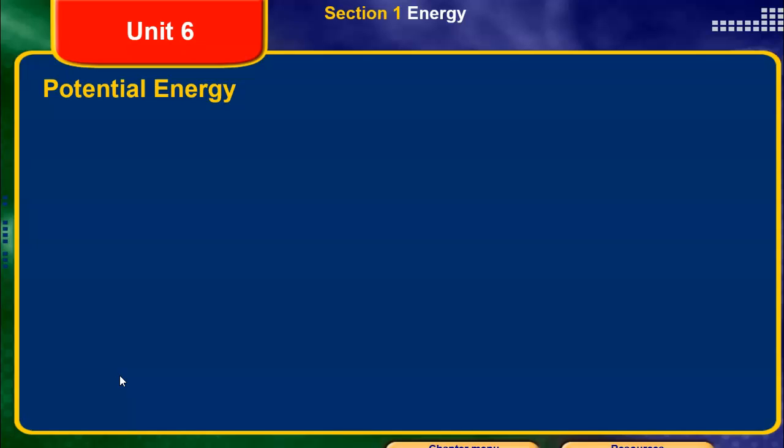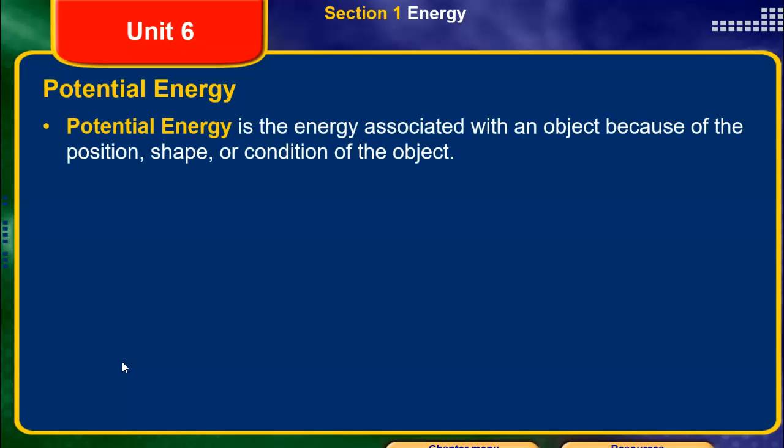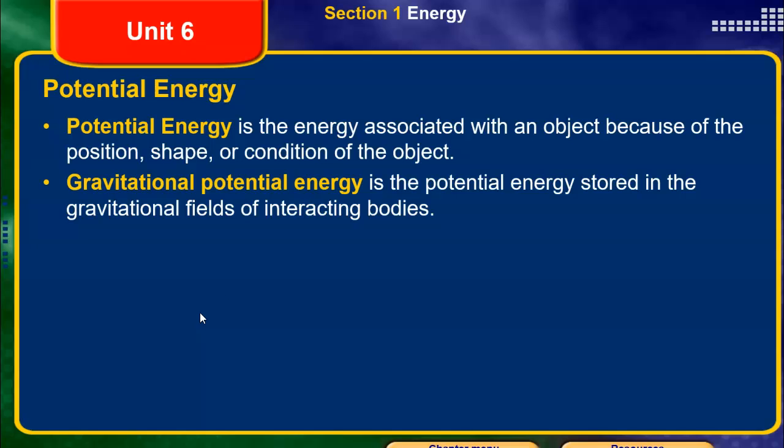The other type of mechanical energy is called potential energy. Now, potential energy is the energy associated with an object because of where it's at. Mainly when you're looking at gravitational potential energy, how high it is above the ground. Okay, so gravitational potential energy is the potential energy stored in gravitational fields of interacting objects. So two objects that are separated, the gravitational potential is the interaction between their fields of interaction.